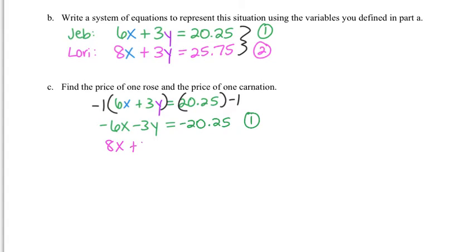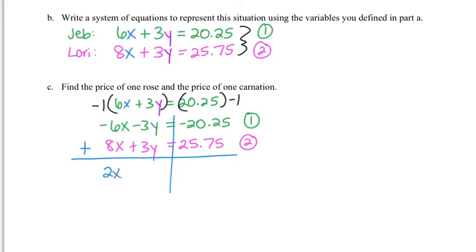So I'm just going to copy down Lori's equation down here, equation number 2. Now I can add them together. I'm going to put a bar here, and let's just add those two equations together. Add left side to left side, right side to right side. So it's negative 6x plus 8x is 2x. And then negative 3y plus 3y, hey, that zeroes out. That's what I wanted. So equals then negative 20.25 plus 25.75.